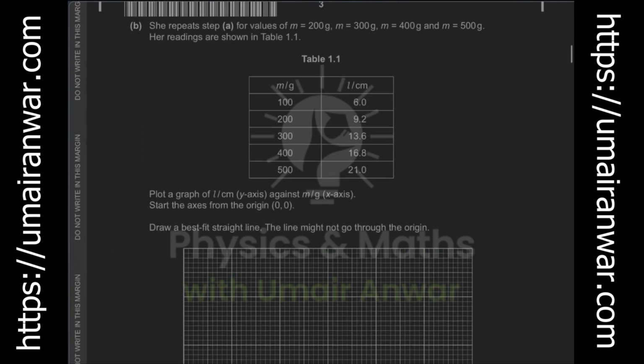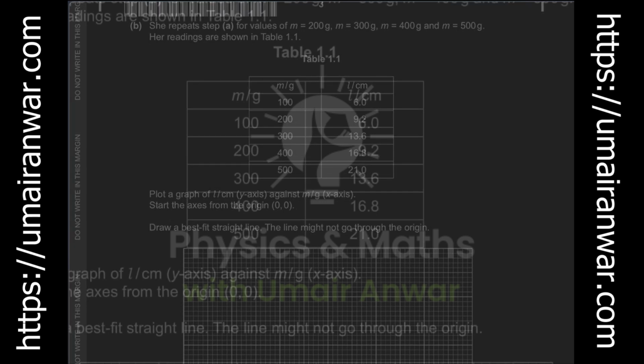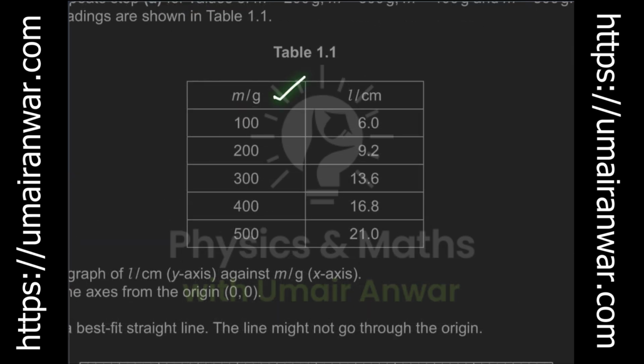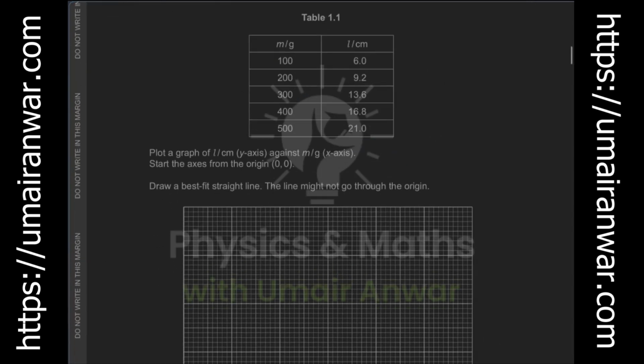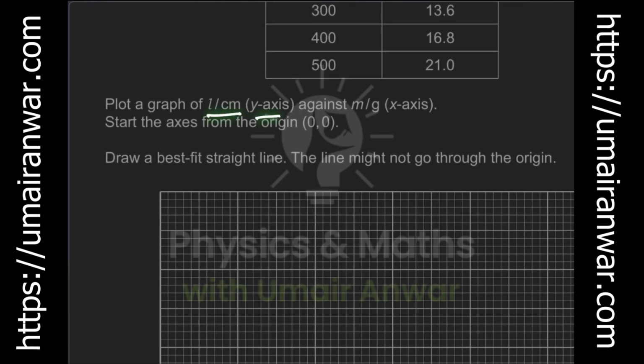Okay, the next part says she repeats step A for values of m is equal to 200 grams, 300, 400, and 500 grams. Her readings are shown in the table. In the table, we can see that we are given the values of mass in grams and length in centimeters. Okay, plot a graph of length in centimeters on the y-axis against m in grams on the x-axis. Start the axis from origin 0, 0.